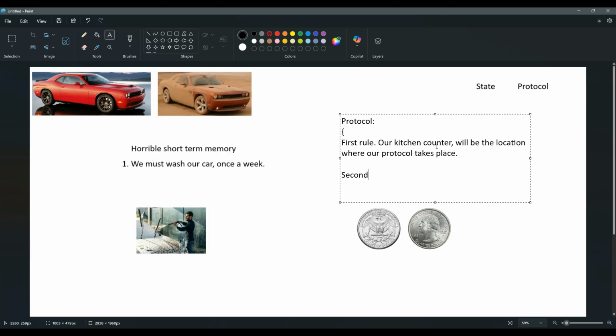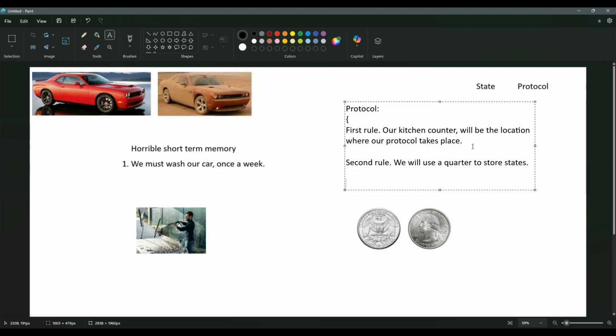Second rule: we will use a quarter to store states. As you can see from the quarter, we can have two states of the quarter. We can have heads or tails. So we know that these two states are what we're going to be referencing to get information from. The third rule is that heads equals car has been washed.